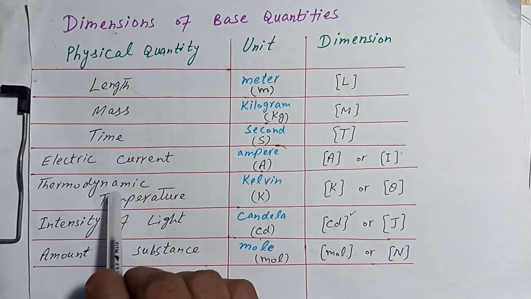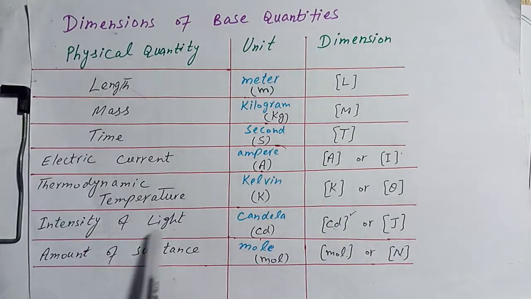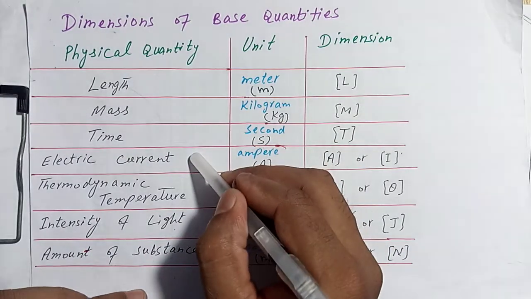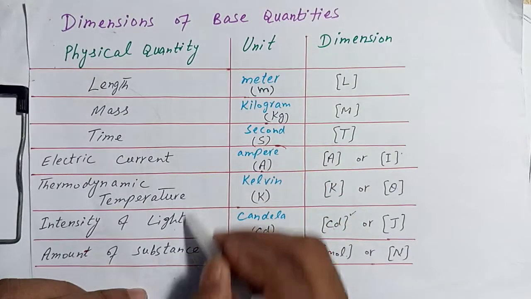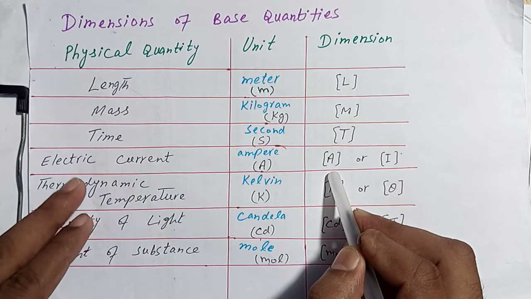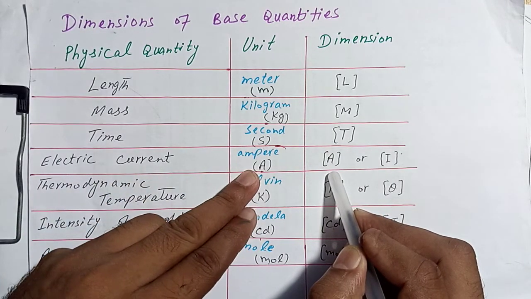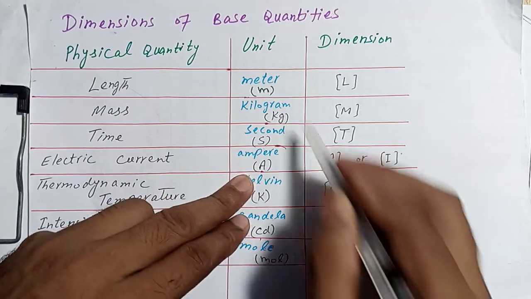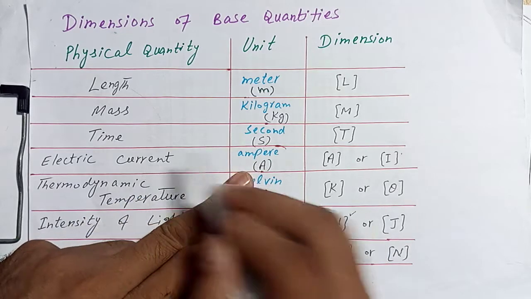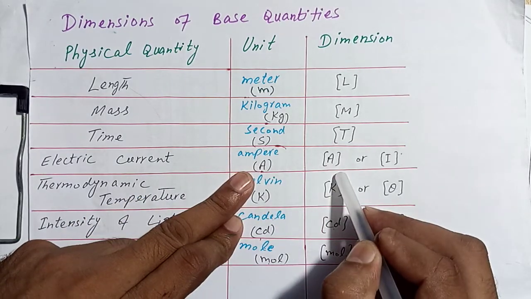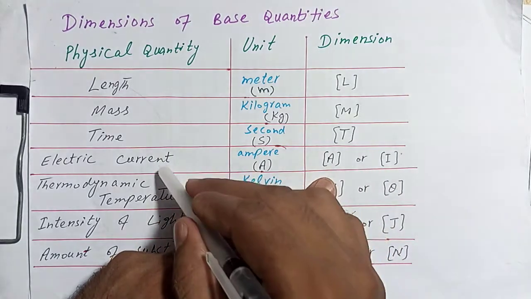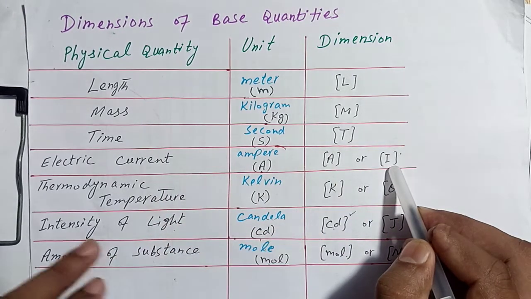Electric current, thermodynamic temperature, intensity of light, and amount of substance: the dimensions of these four terms are denoted by the symbol of their units. Electric current is measured in amperes, its SI unit is ampere, and its symbol is capital A. So dimension of electric current is written as capital A within square bracket. Or sometimes in some books the dimension of current is written as capital I.